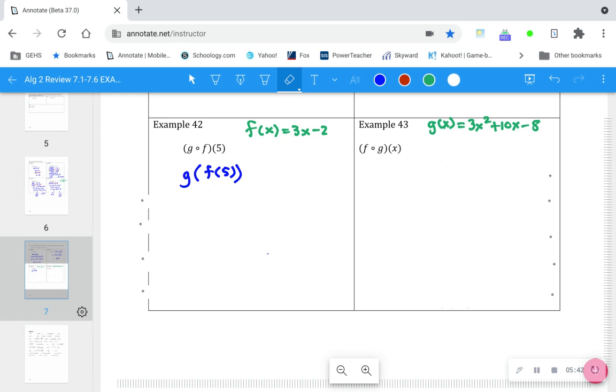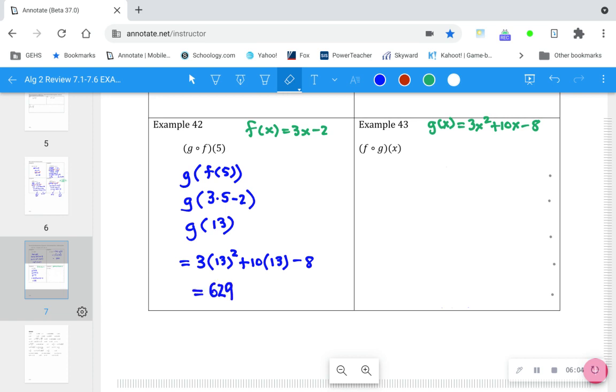So we're going to do f of 5. 3 times 5 minus 2 turns out to be 13. And then you take that 13 and plug it in the other function, which I've written over here again. And so you're going to go 3 times 13 squared plus 10 times 13 minus 8. And when you do all the number crunching, that's 629.